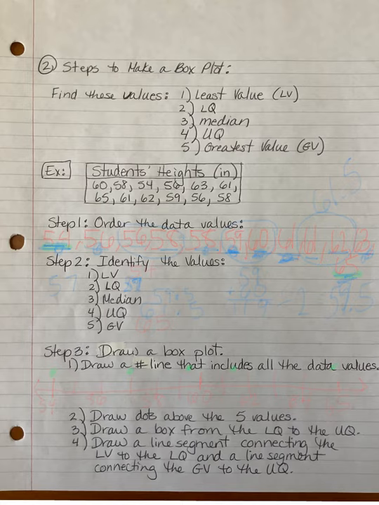I'm just going to label them here. LV for the least value, GV for the greatest value, LQ for the lower quartile, UQ for the upper quartile, and then I'll put an M for the median. I didn't give myself enough room there, but hopefully you can give yourself enough room to do a little bit better.